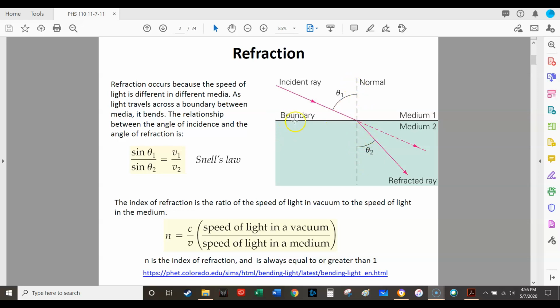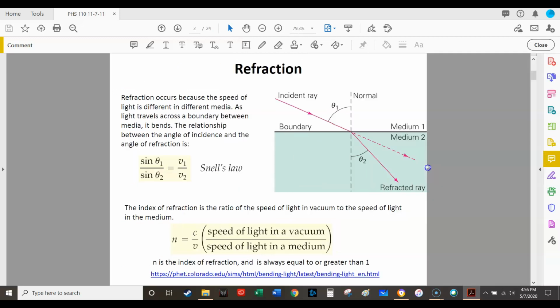We talked about how the normal occurs at the point where, and I'm going to mark this document up so I can take notes for you guys, the incident light ray comes in and hits the boundary between mediums, which is the interface. At that point, you'll notice that this incident ray is larger than the refracted ray, and refraction means goes through, and in this case bends.